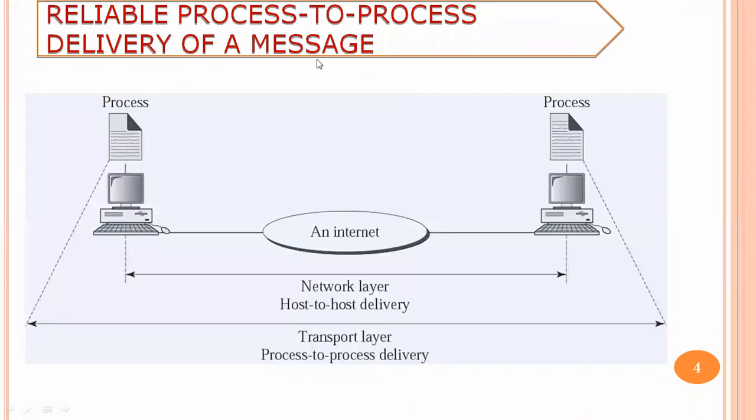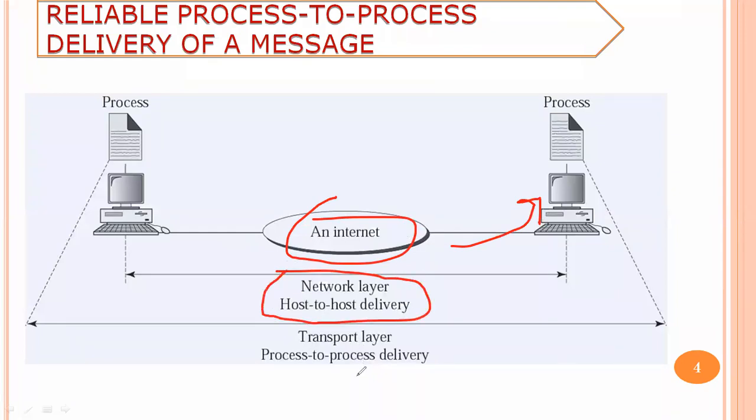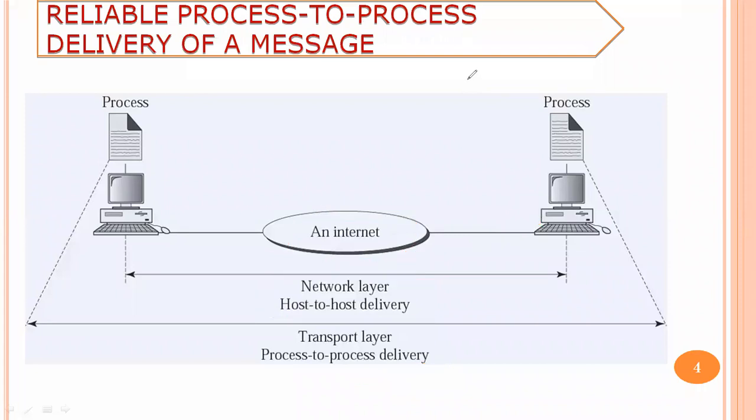Okay, reliable process-to-process delivery of a message. It is a reliable process in which we deliver the data or message from source to destination. This is done by the internet, and the data is transmitted from sender to receiver. The network layer is implemented for host-to-host delivery, and the transport layer is used for process-to-process delivery. Reliable means it is of robust nature. It will not be damaged by small entities.